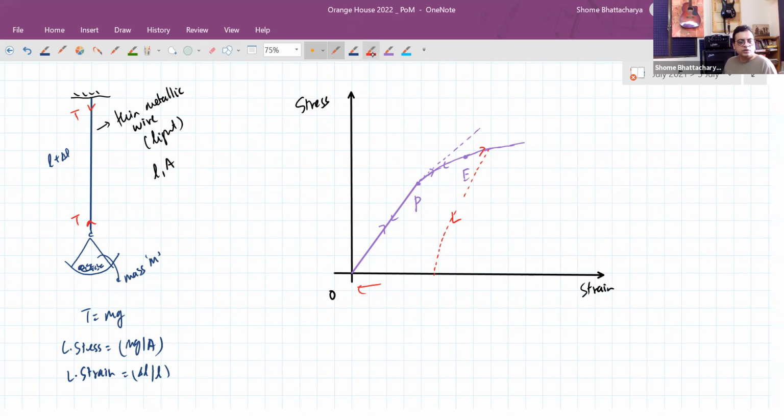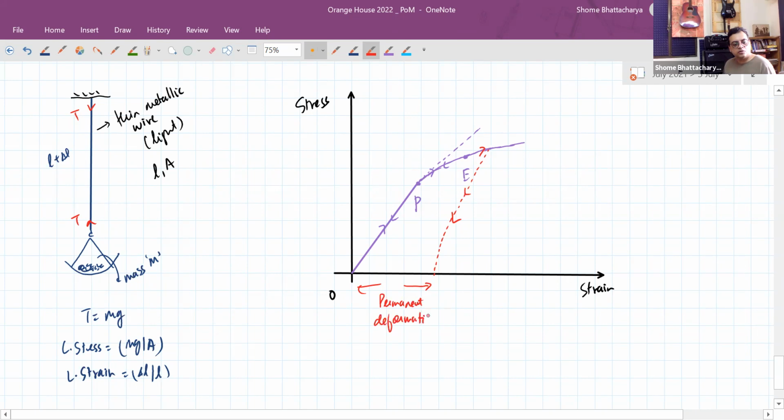Okay. So what we observe is that if we start reducing the stress, once we have gone beyond the elastic limit, the reverse diagram is like this. There is permanent deformation or permanent strain. So that is the behavior of plasticity. But to exhibit plasticity, we have to take it beyond the elastic limit. And then at a certain value of stress, we reach the breaking point.